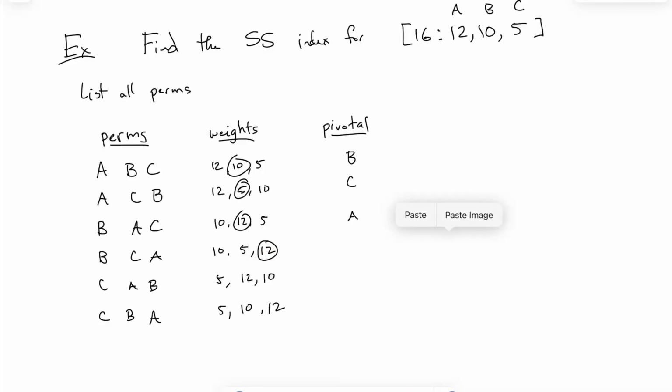So this here is the pivotal. Sorry, that thing keeps popping up. I don't know how to get rid of it. That's A, right?